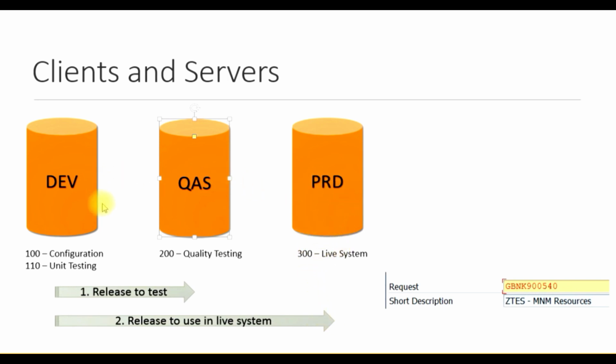So that's the purpose. You have three different servers: one to do all your configurations, another one to do your testing, and the final one is your live system. So you actually prevent doing any testing or any configuration directly in the live system, because you do not want to disrupt the normal proceedings. That's why we have the three different servers.